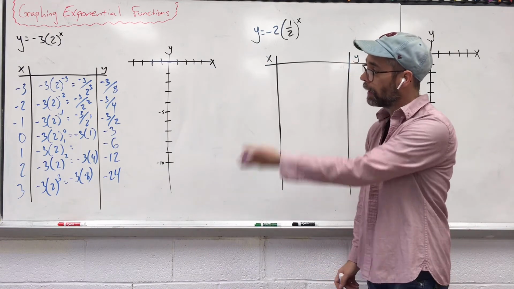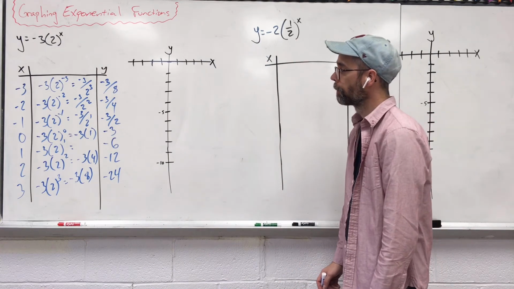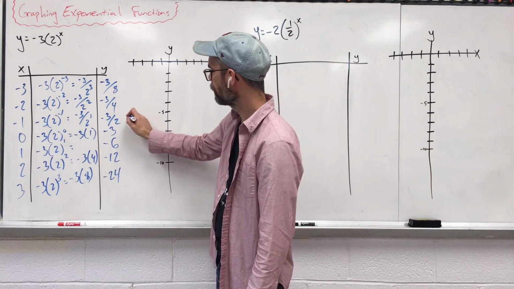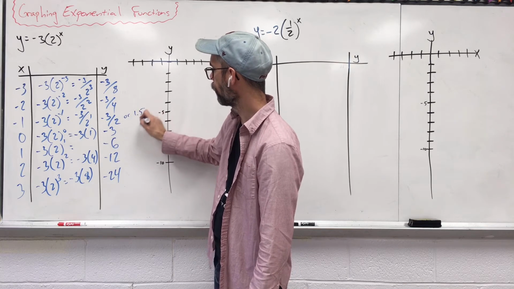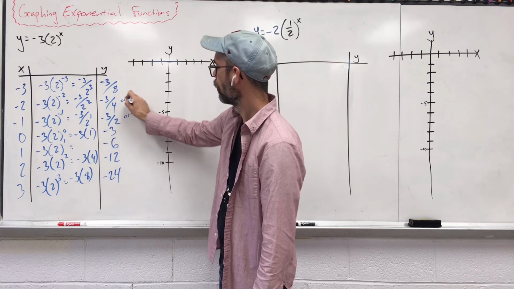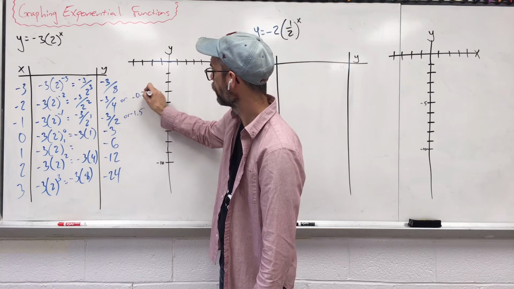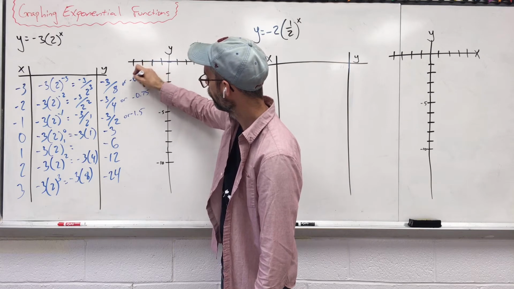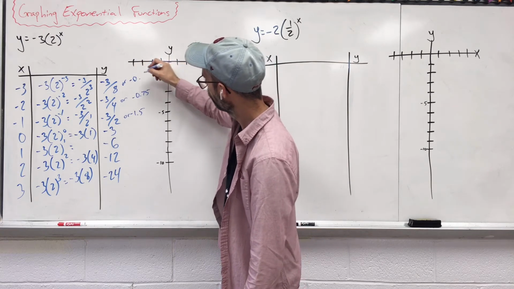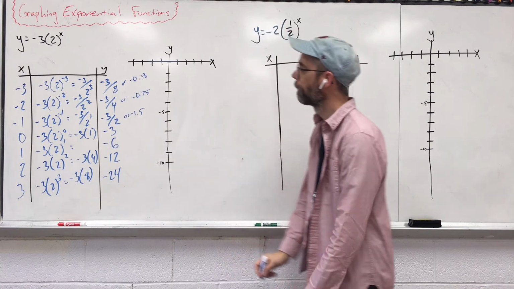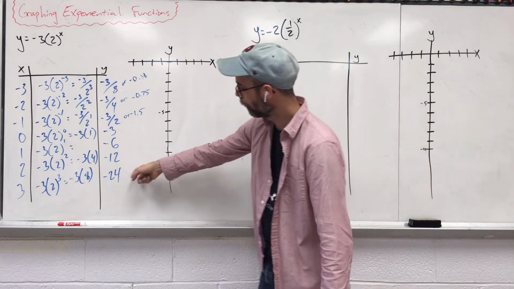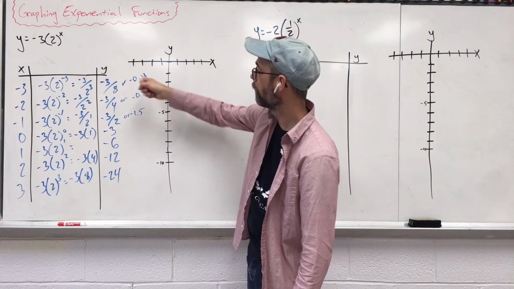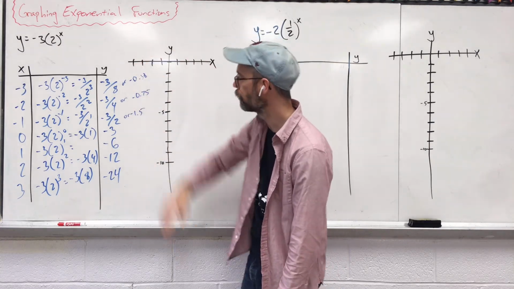So let's take what we can and put them on the graph. Well, actually, before that, let's change these. So -3/2 is the same thing as saying -1.5. This is saying -0.75, and this is saying -0.38, something like that. So take a look at these numbers: 24, 12, 6, 3, 1.5, 0.75, 0.38. We're getting smaller, smaller, smaller as we go up.